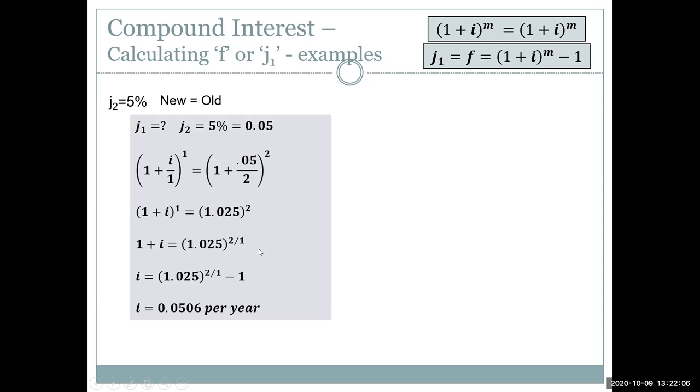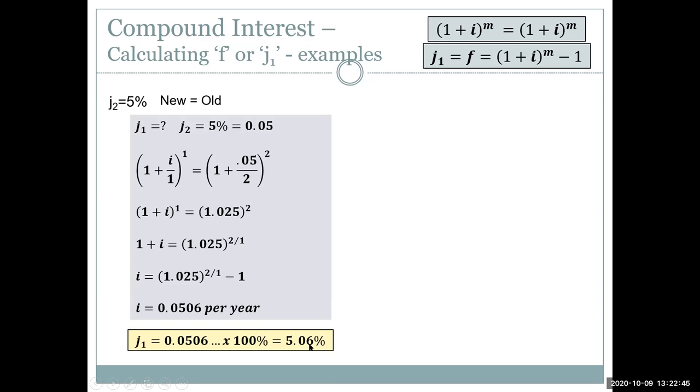Now this is a little redundant in this case, because we don't technically have to divide here using our rules of exponents, but we'll see in a future example how it's important to understand that whatever compounding exponent was here is going to have to show up over here. We can then isolate I by subtracting 1 from each side, and here we get 0.0506 rounded to 4 decimal places per year. If I wanted to use my J, then I can say that J1 is 0.0506 times 100%, or 5.06%.